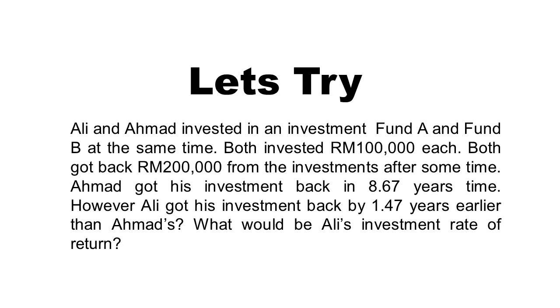And both get invested 100,000. And then both get 200,000 after a few years. So okay, double up, right? 100 become 200,000. Whenever you see the number double up, it's rule 72 already.